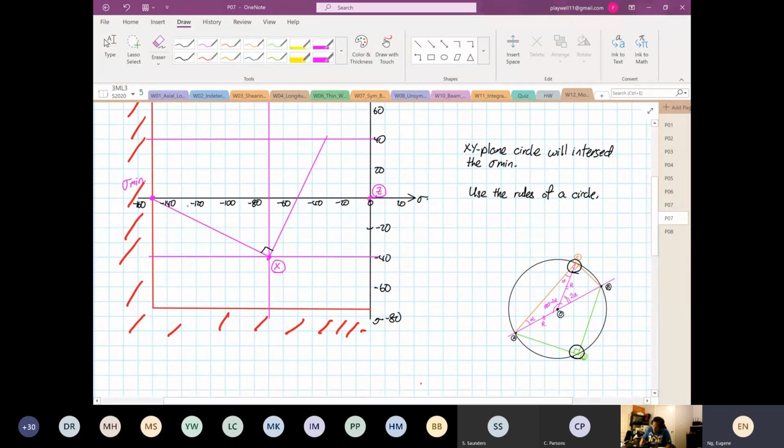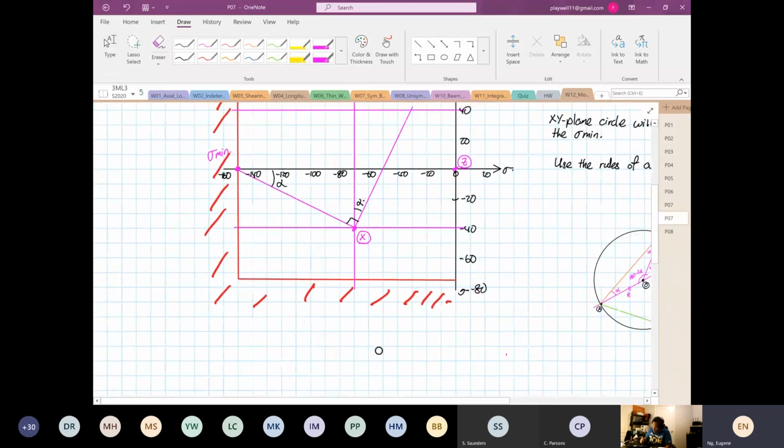And now I'm going to call this angle alpha. I'm also going to call this alpha. Why we are doing that is I want to find the principal stress for the XY plane circle.